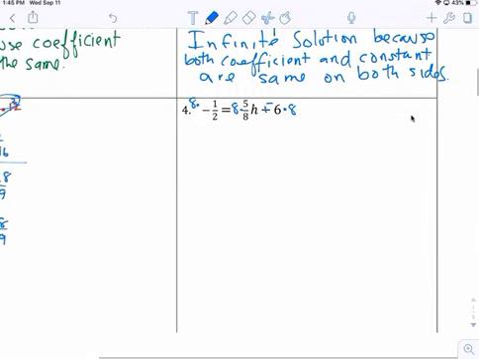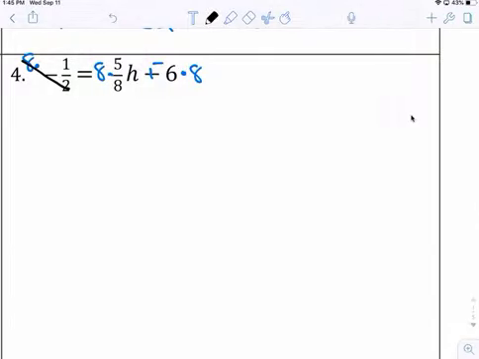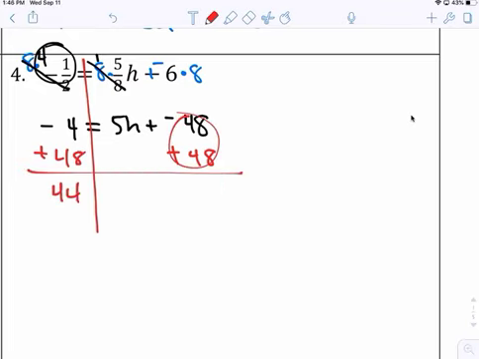Number 4. Cross cancel. That's 4. 4 times a negative 1 is a negative 4 equals 5h plus a negative 48. Okay, combine the like terms, add 48. Okay, that's 0, 44, 5h, divide by 5, h equals 44 over 5.